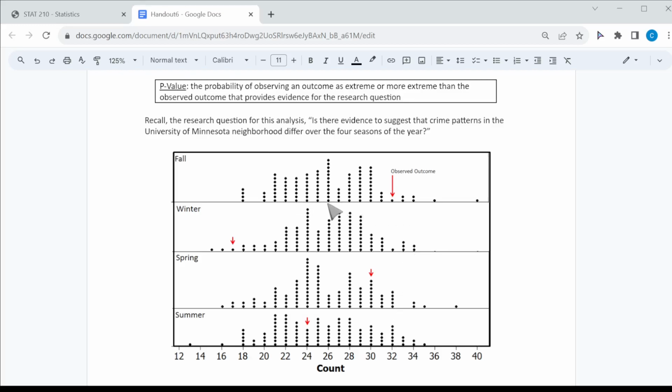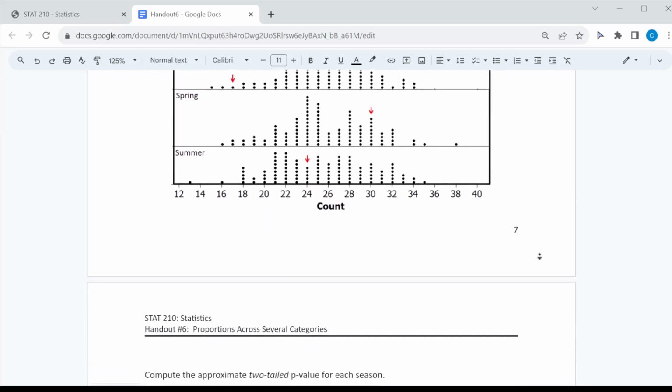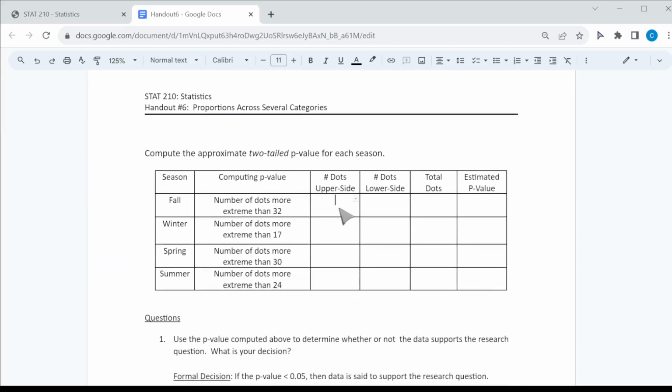32 is 6 away from 26. So the mirror image of 32 would be at 20. So on the low side, we would be counting 1, 2, 3, 4, 5, 6, 7 dots down here as well. So if we were to compute the p-value for fall, we would have 7 dots on the upper side, 7 dots on the lower side. That's going to leave us with 14 total. There's 100 dots on those graphs, so the p-value would be 0.14 if we were to do it in this way.